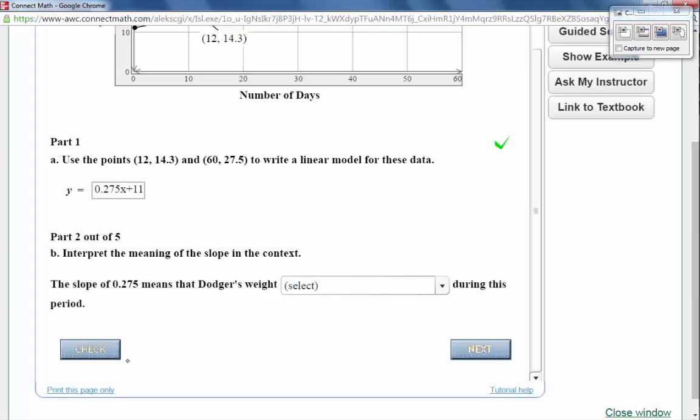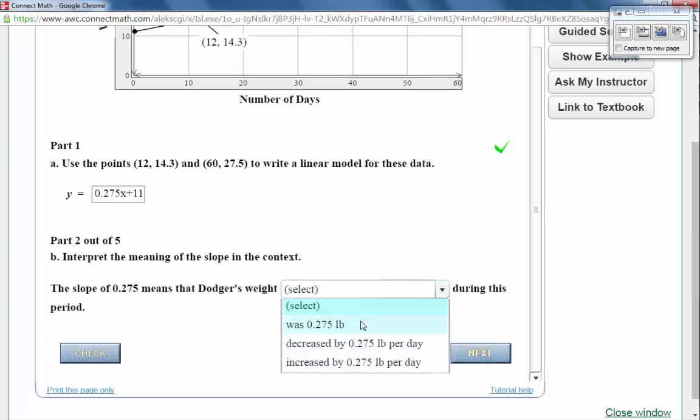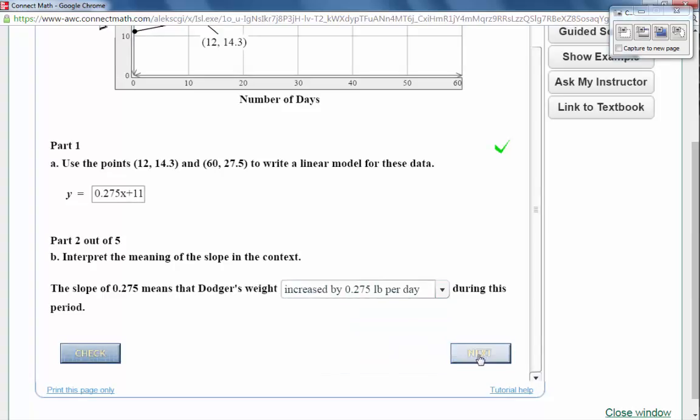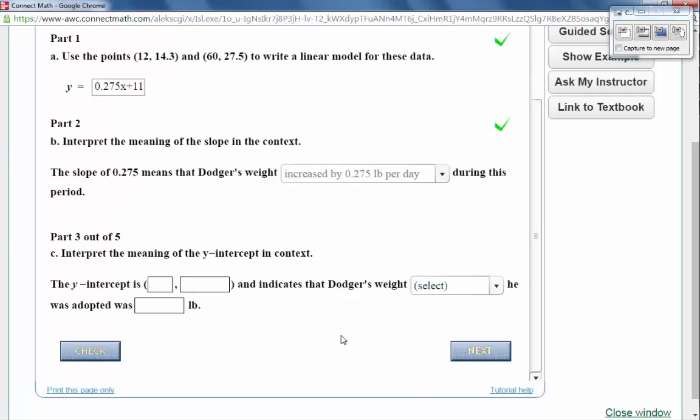0.275. That means each day my puppy is gaining 0.275 pounds, right? That's what slope means. So weight increased by 0.275 pounds per day. Alright? It depends on the graph. If it's minutes, that's the scale you use. If it's years, that's the scale you use.